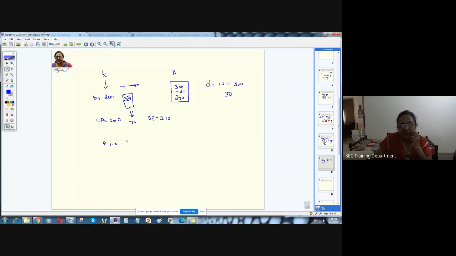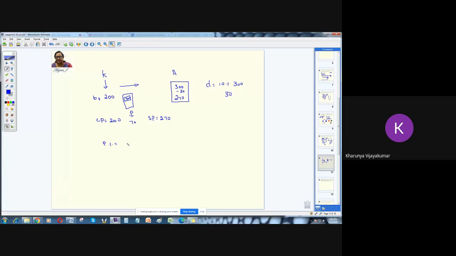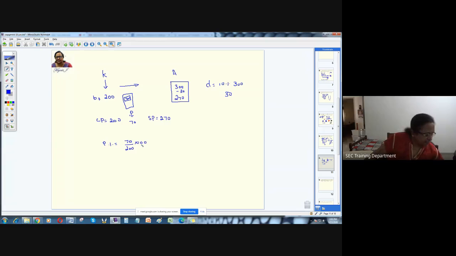What is the profit percentage? 70 by 200. 200 into 70 by 200 into 100. 35%. This 35%, the concept will not change. Questions may change, but the concept will not change here.